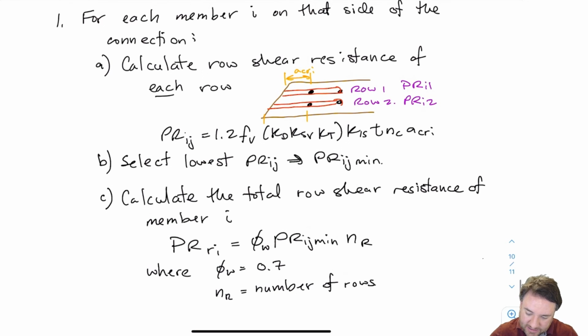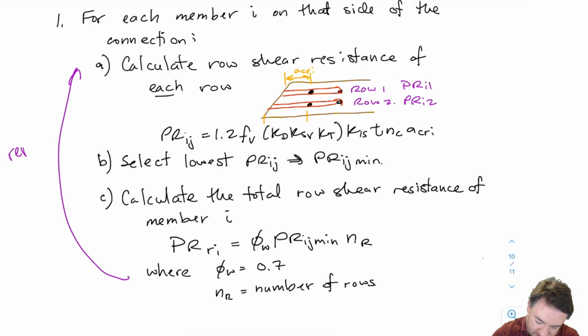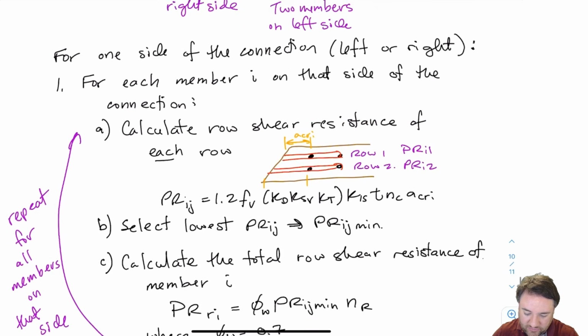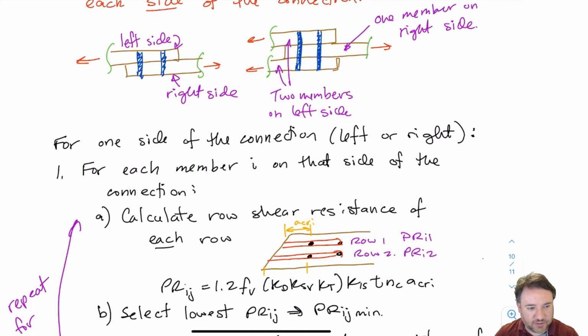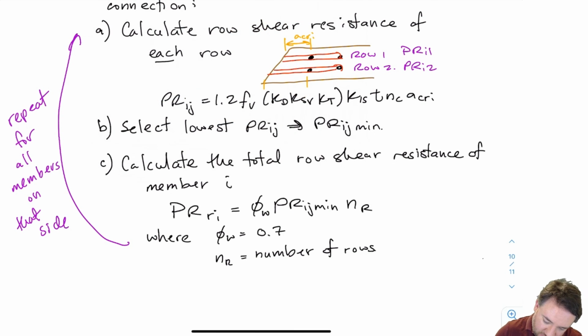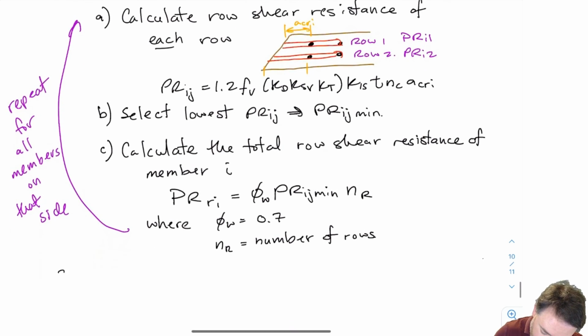Once I do that, I'm going to repeat it for all members on that side. If I have a 2-member connection, there's only going to be 1 member that I do here. If I have a 3-member connection and I'm on the left side, I'm going to have 2 members to do this calculation for. And if I'm on the right side, I only have 1 member. They could be the same. If I have 2 of the same member, then PRI is going to be the same for member 1 as it is for member 2.